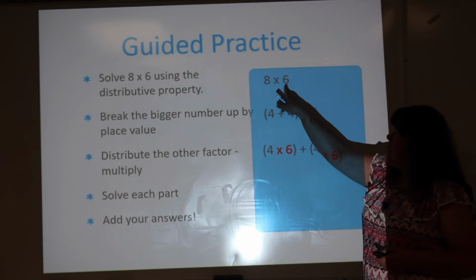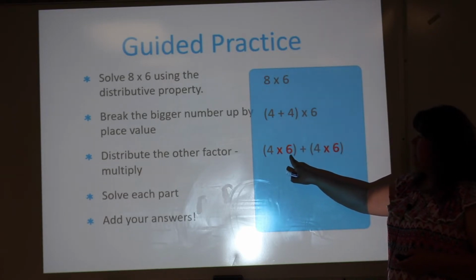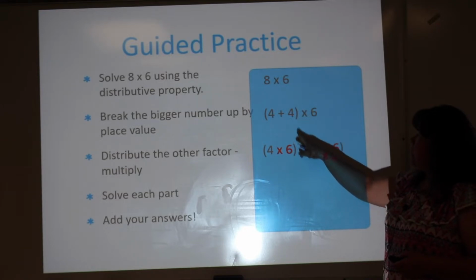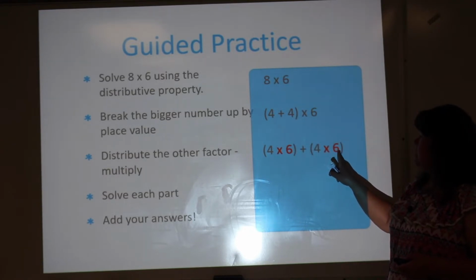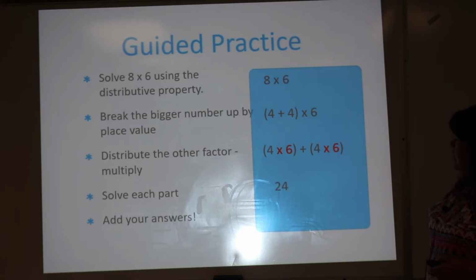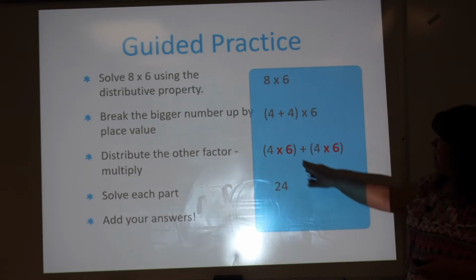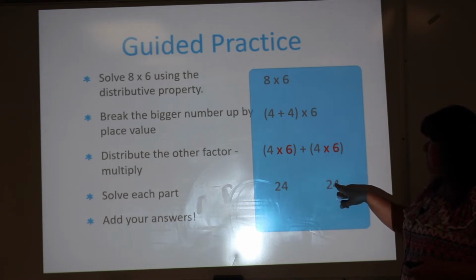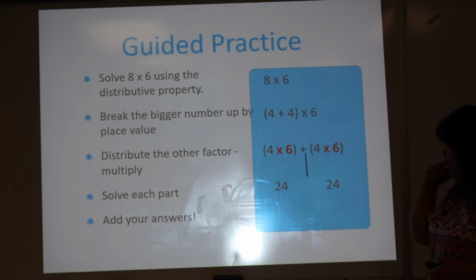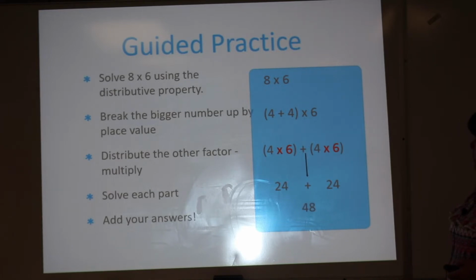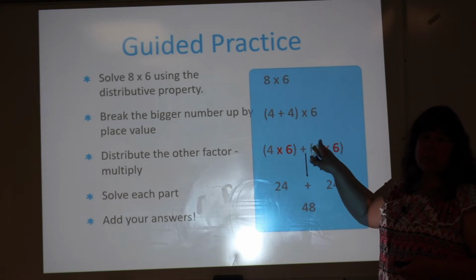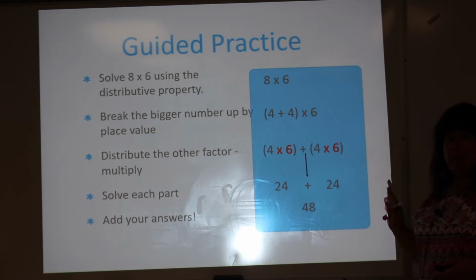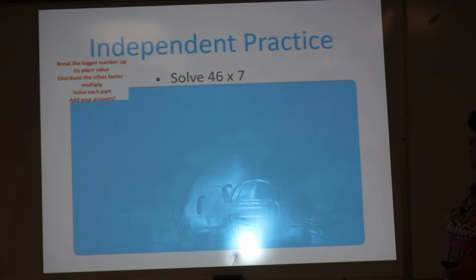Here's that part right here. I'm going to do the 4 times 6 plus, and I'm going to bring my other 4 times 6 equals 24. 4 times 6 equals 24. Bring down our plus sign. And that equals 48. Remember, if you don't know your 4 times 6, you can make an array to help you with that, or you can do repeat addition.